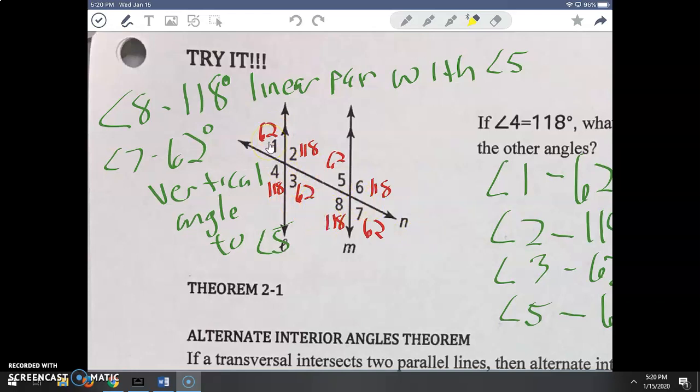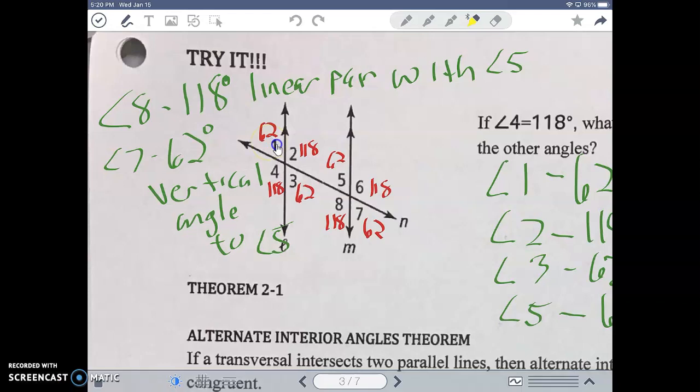Notice, I wouldn't say it's a pattern, but like 62, 118. Come down here, 62, 118. Down below, you have 118, 62. And then on the other side, you have 118, 62. Okay, that's what it's going to look like for all of these types of things when you have a set of parallel lines and a transversal.